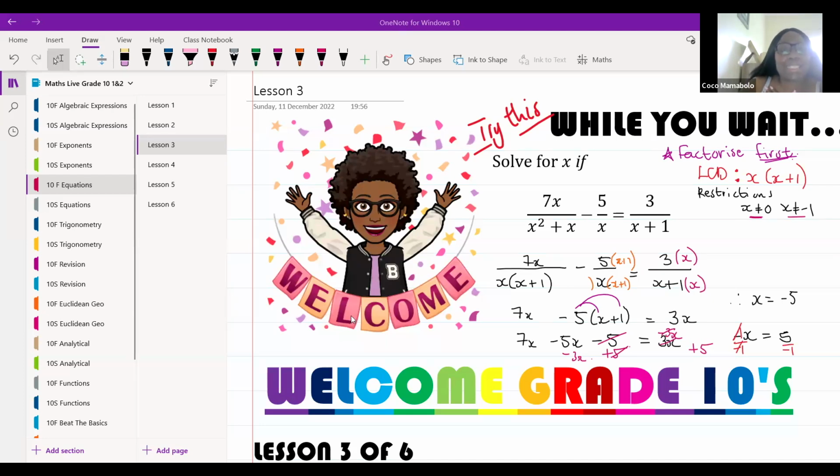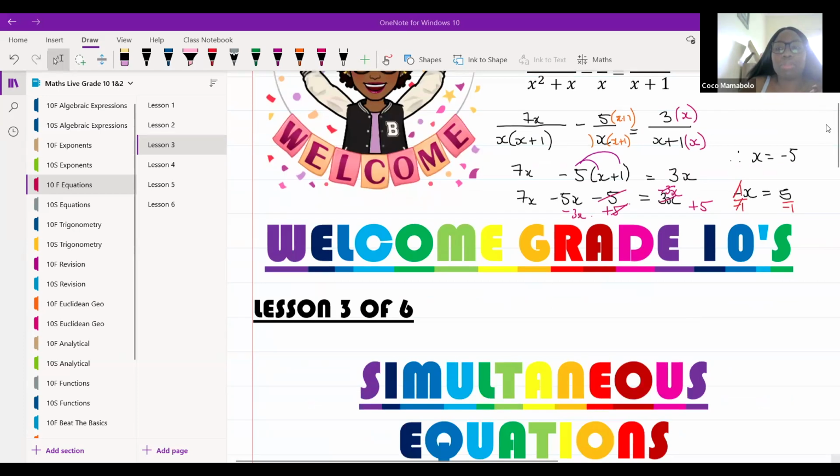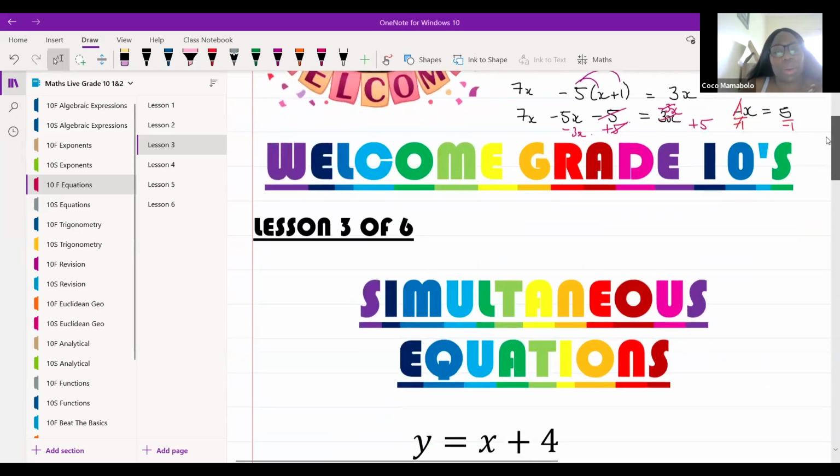But today's lesson isn't actually on algebraic fractions. That's what we did last week, Wednesday. What we're actually going to be doing today is simultaneous equations. That's actually what we're going to be doing today.